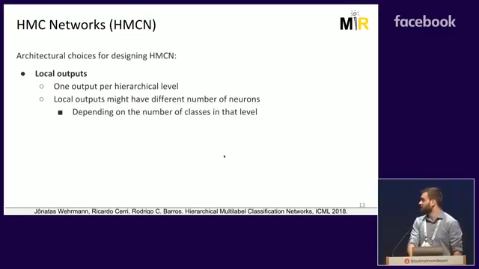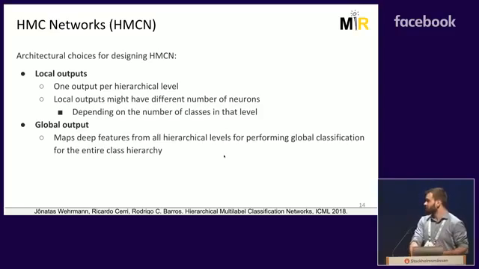The first one, the local outputs, this component is designed to learn local features for each hierarchical level in the hierarchical taxonomy. So the network has one output per hierarchical level. So if the hierarchical taxonomy has n levels, the network would have n local outputs. It has a global output, which maps deep features from all hierarchical levels, which aims to perform a global classification for the entire class hierarchy, not just local ones like the local outputs.